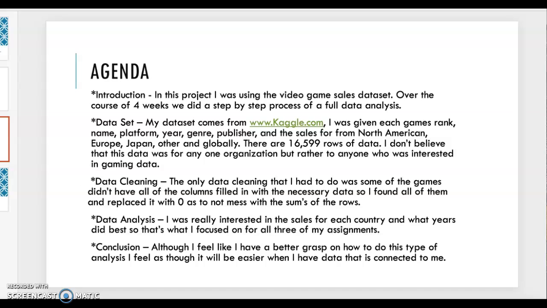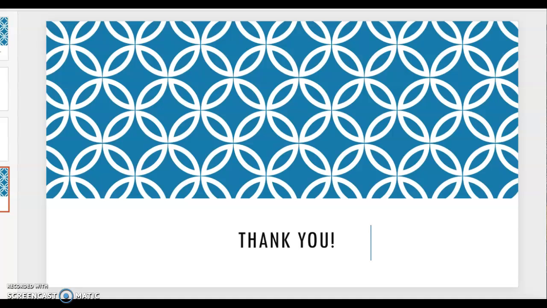That was also one of the things that I struggled with the most in the beginning, was figuring out how to do those functions. With my conclusion, although I feel like I've gotten a better grasp on how to do this type of analysis, I feel as though it would be easier when I have a data set that is connected to me in some way. I just think that overall, not having this be connected to me made it a lot more difficult. That's my presentation for this section. Thank you for listening, and now over to my actual workbook.